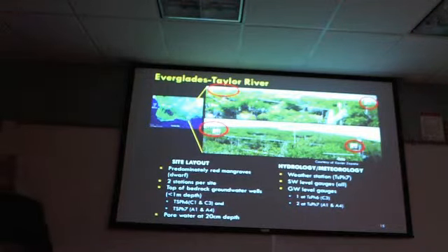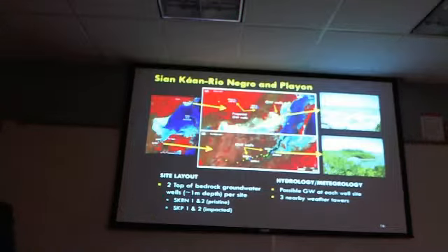We have two sites, TS6 and 7. Again, it's sort of a salinity gradient. These are predominantly red mangroves. We have, again, groundwater wells. We collect pore water, surface water. We have a weather station, which you can see here. And again, we collect surface water levels and groundwater levels.